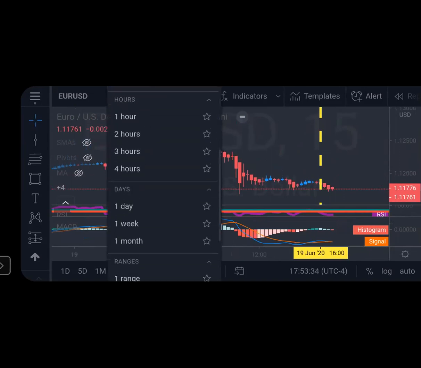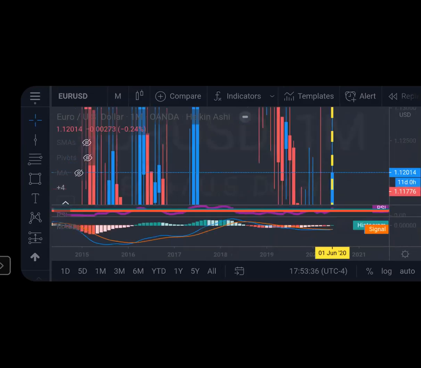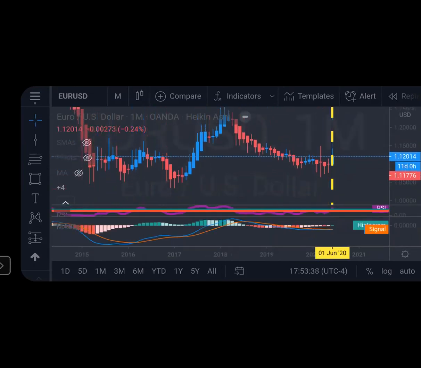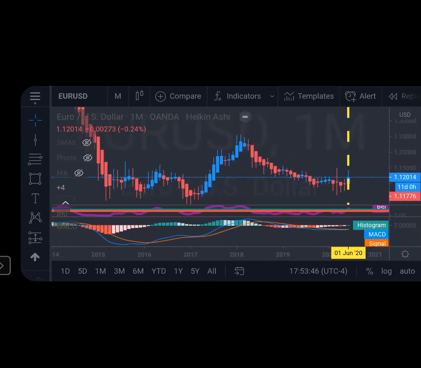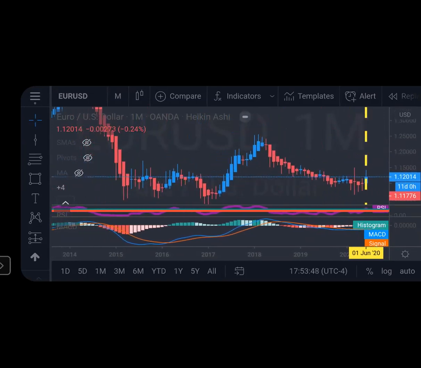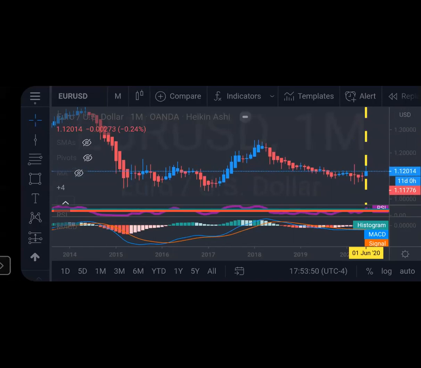Some people start off with the monthly just to see what the whole thing was doing. And some people start off there and draw their support and resistance lines there, just to see what's going on, right? Because what you're getting now is a bigger view of what's going to be happening. But it's a monthly time frame, so it's going to take a little long for it to play out.